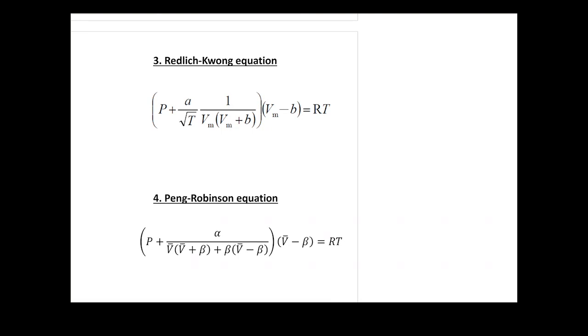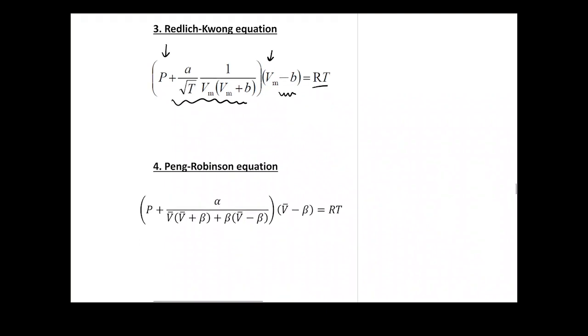The first one is called the Redlich-Kwong equation. If you look at this equation carefully, you will see that it's very similar to the van der Waals equation. It always starts from P with correction terms, V with correction terms, equals RT. The Peng-Robinson equation is another one, but you can still see that P with correction terms times V with correction terms equals RT.